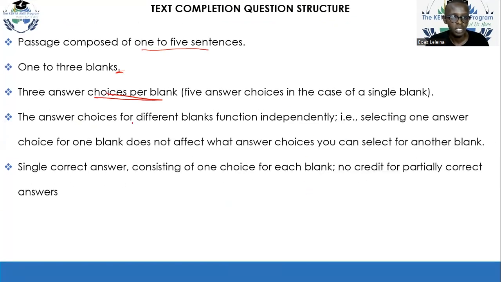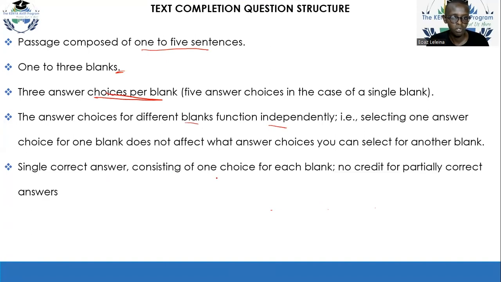The answer choices for different blanks function independently, i.e. selecting one answer choice for one blank does not affect what answer choice you can select for another blank. So that's why you can start with blank 3 and then go back to blank 1 and then do blank 2, whichever order makes sense to you for you to understand the paragraph.